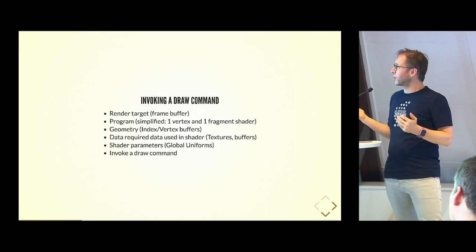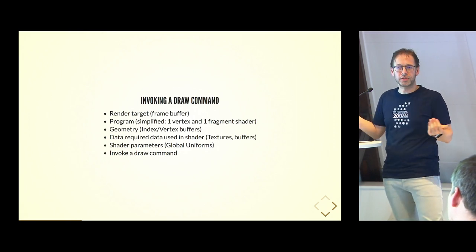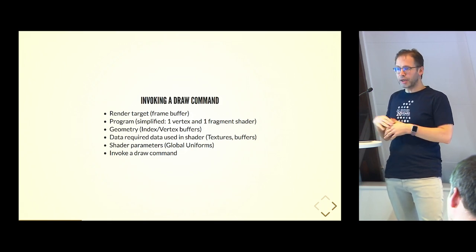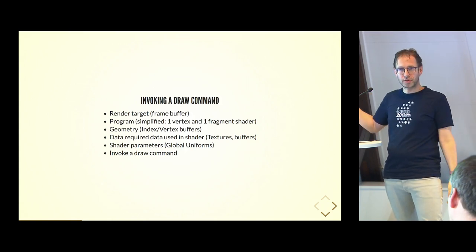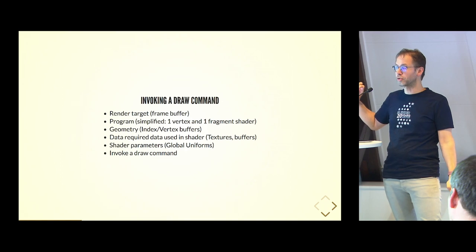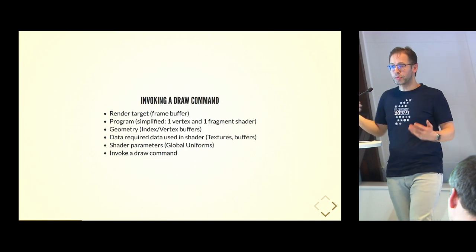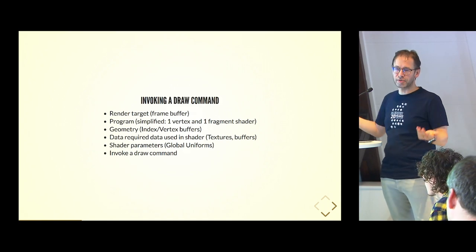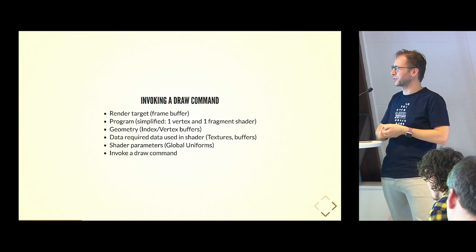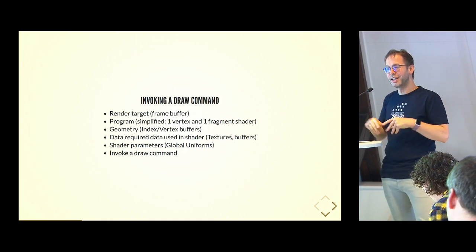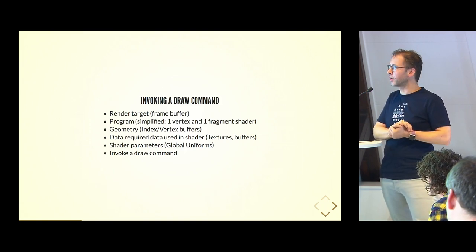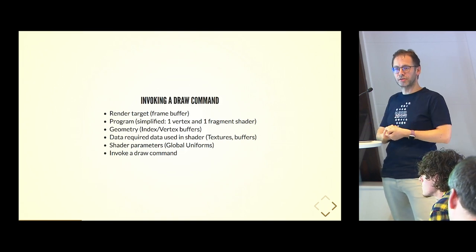Inside a shader-based approach, when you want to draw something on the screen, you have to select a render target. Your render target is a frame buffer, which is where the actual pixels will land. And you have a program. A program is a combination of one vertex shader and a fragment shader. I'm simplifying it. Of course, there's much more going on. They are linked as a single program, which does the operations that need to be done to draw something to that frame buffer.